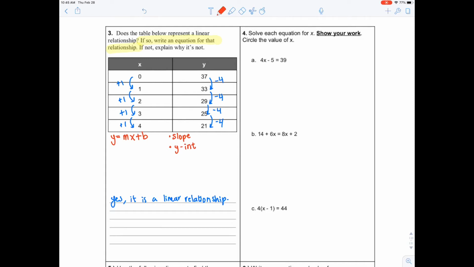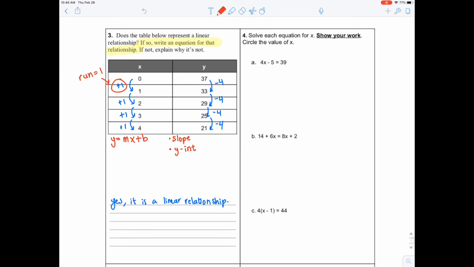So we've actually almost found the slope, right? Remember that we found this number. When we were looking at the x's, we found this plus 1. We were adding 1 each time. And this number represents my run. Remember, x's are always related to your run. So how much are we changing x by? By 1, so my run is equal to 1.